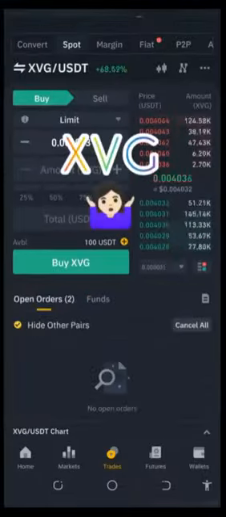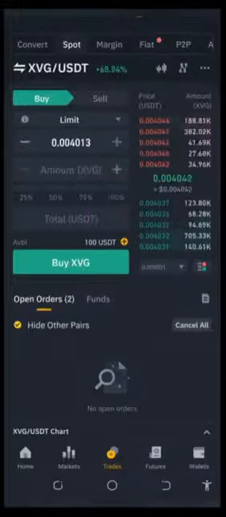Will XVG come out profitable? Yeah, we're going to look out for this.